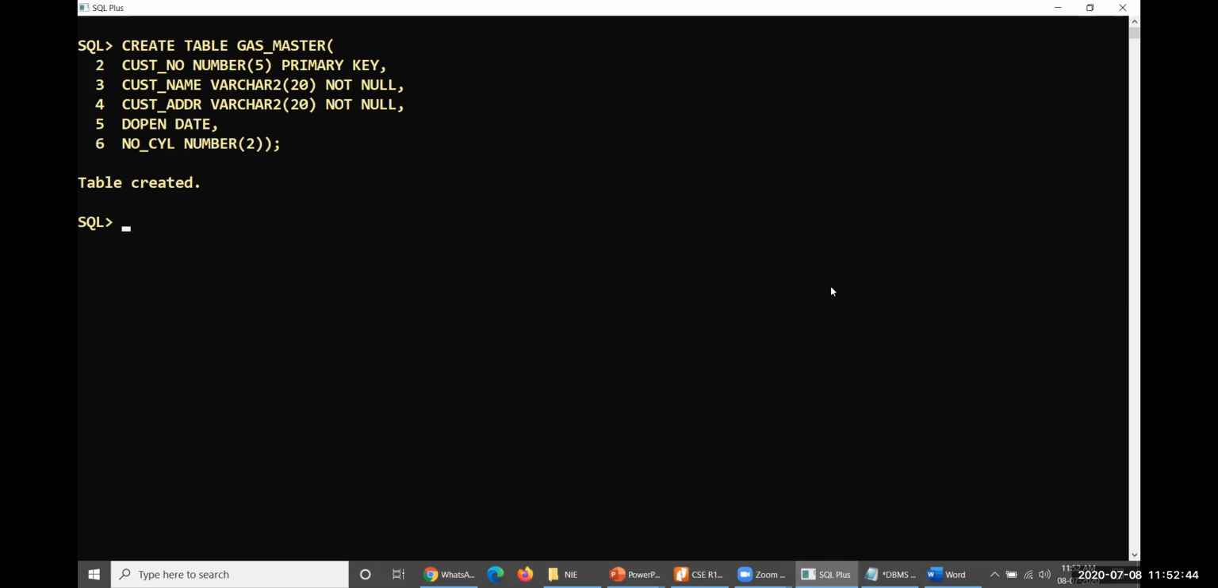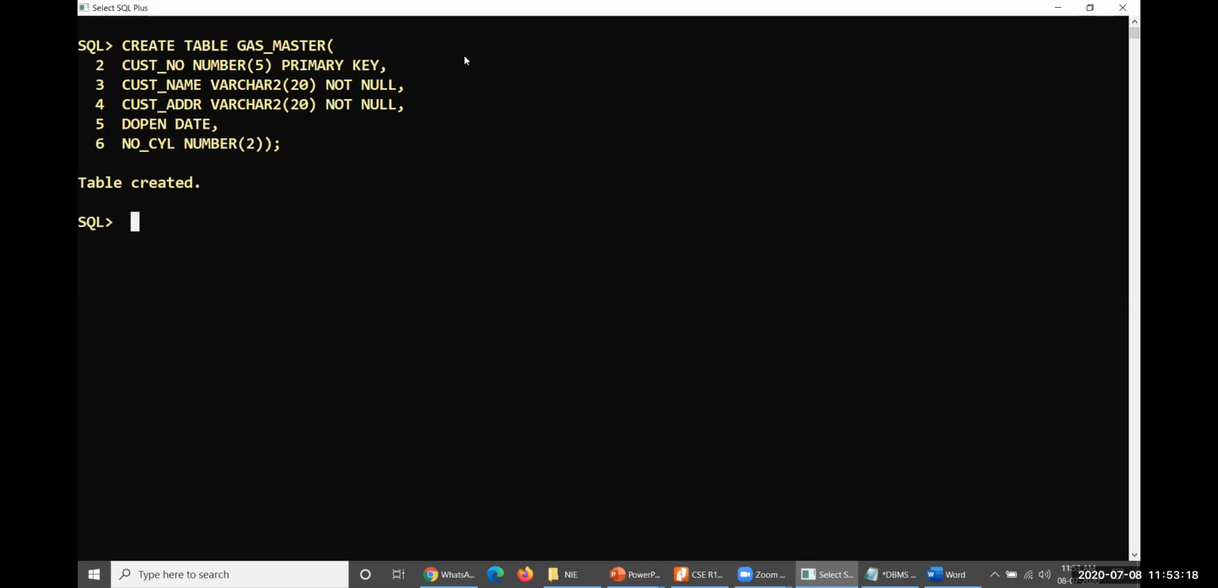Look at this here. This customer number is a primary key. While entering data into this table, you must always ensure that the customer number exists and is unique. That is why I have given it as primary key. You always expect the name and address also, when the account was opened, and how many cylinders are associated with your number. Let me introduce some data here.